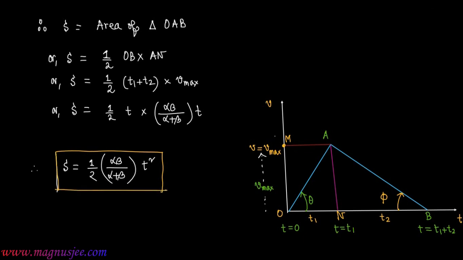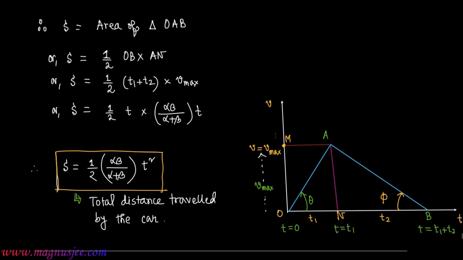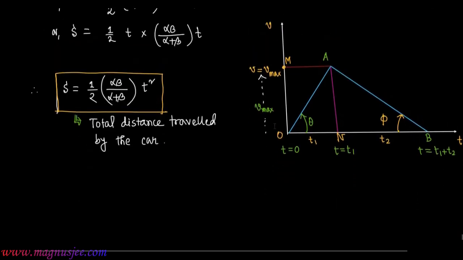S is equal to 1 by 2 alpha beta divided by alpha plus beta into t square. This is the total distance traveled by the car while it moves from the point O to A then A to B, in time t seconds, and that is the answer.